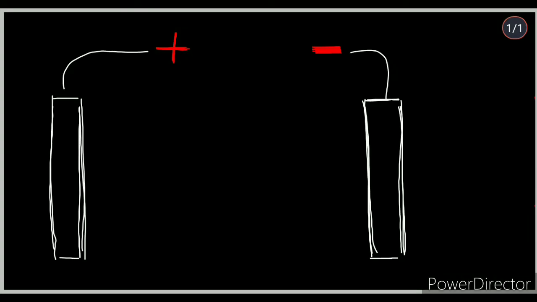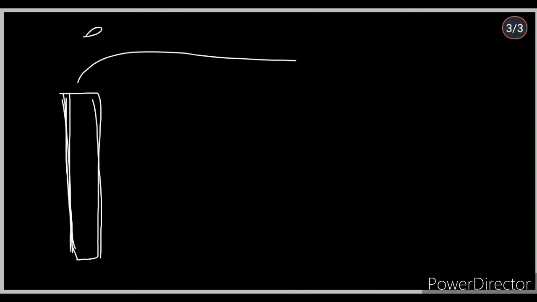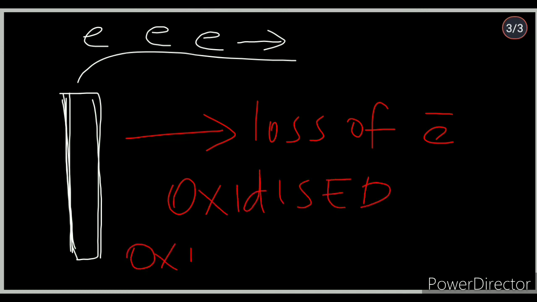Let's consider this electrode. The positive terminal will be sucking electrons from this electrode, so it will be positively charged. You can remember this because the one who donates electrons will always be considered positive. So this electrode will be positively charged. Since electrons are taken from this, it is oxidized, because loss of electrons is oxidation. So this electrode is the anode.